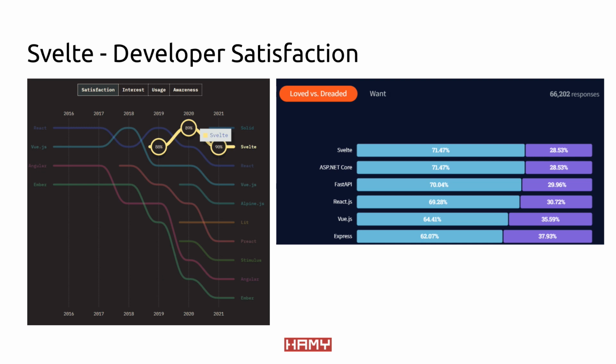On the bright side, Svelte has continually placed in the top most loved and satisfying languages above all these other web frameworks that I just mentioned. So while the community is small, and you might have to work a little bit to get things to work with Svelte, it doesn't seem like that's actually affecting developer satisfaction at all.